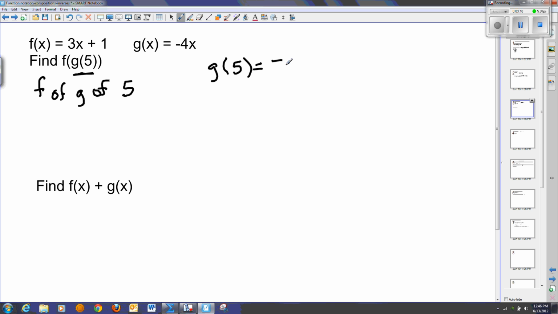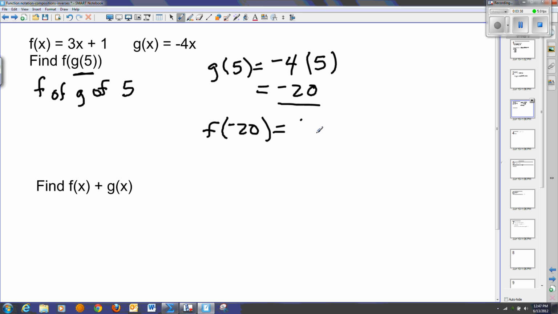And we know that's as simple as replacing the x with a 5, which is going to give us negative 20. Once we have that negative 20, we're going to take that answer and substitute it into the f function. So we now have 3, substituting the negative 20 in for x, add 1 to it, ending up with negative 59.